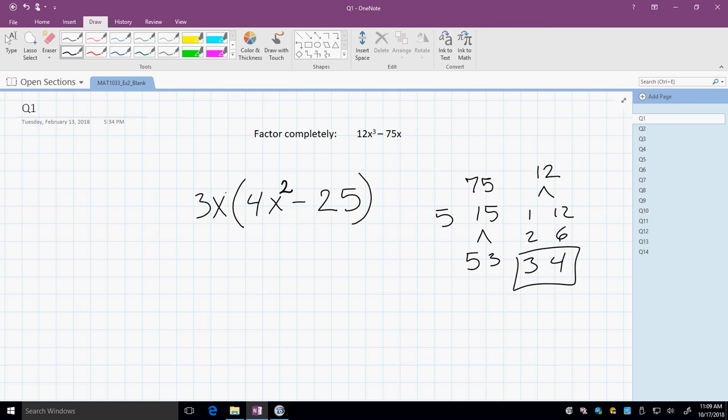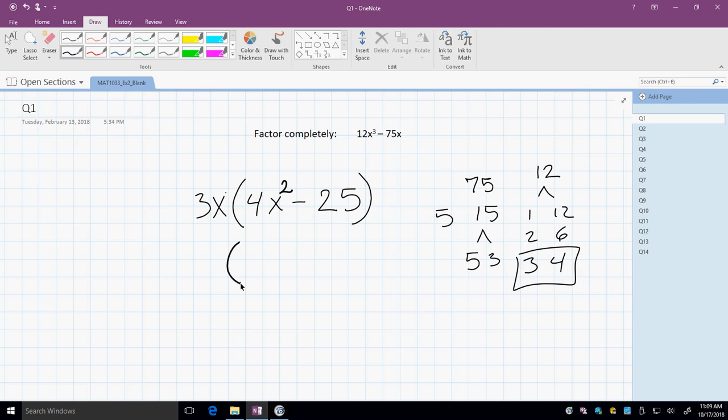Now, if you take a good look at this, we have 2 perfect squares. So this is a special case called the difference of 2 squares. For this to happen, you have to have both terms be perfect squares, and in the middle, you must have a negative sign. That's the only way it's going to work.